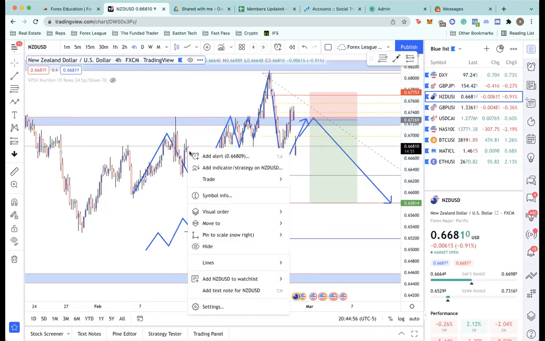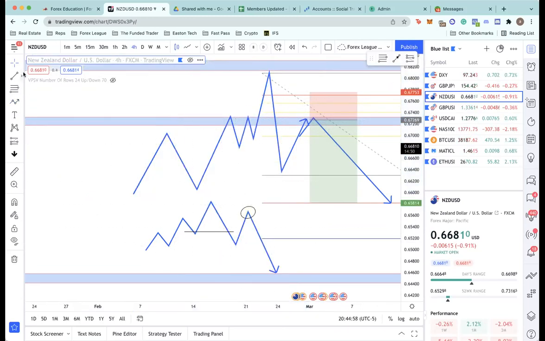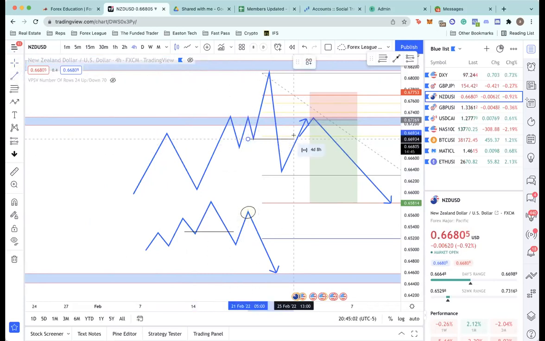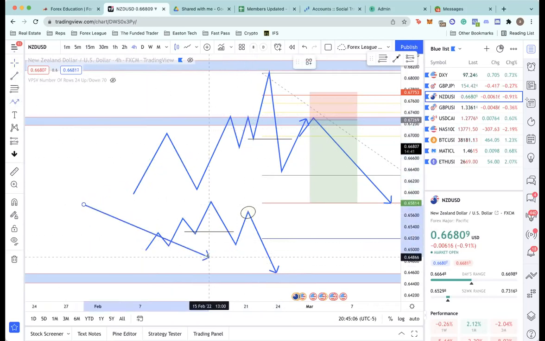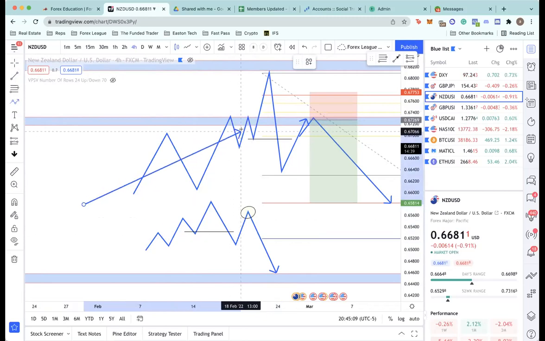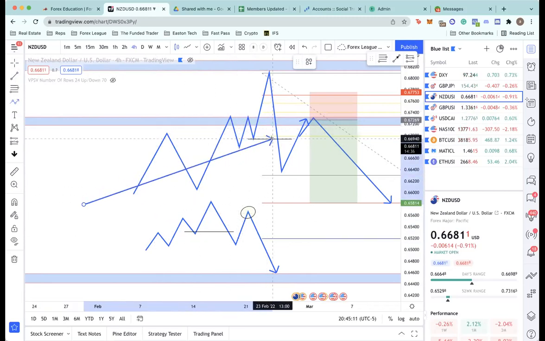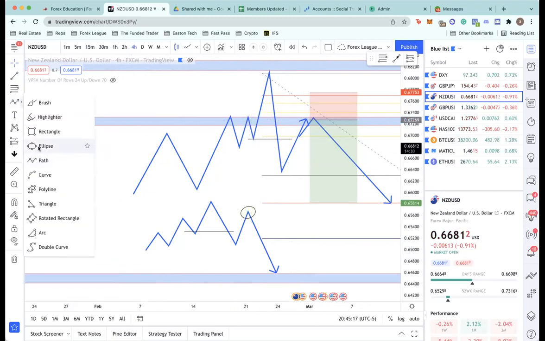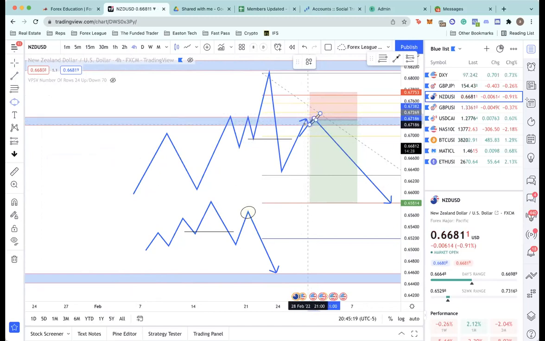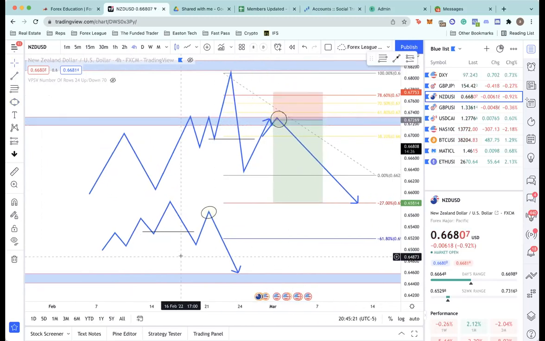So if we just hide all of this, boom, and let's mark this down. Doesn't this look very similar? This to this, same thing, right? A little different with the structure, but same thing here. We had a break, and now we're looking for price to reject an area where we have multiple confluences, and we're always going to fib.